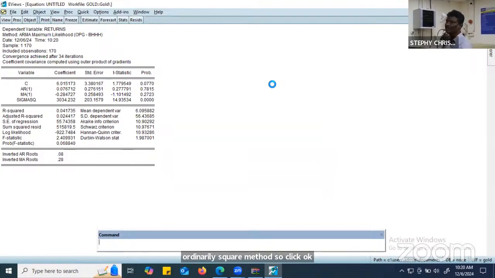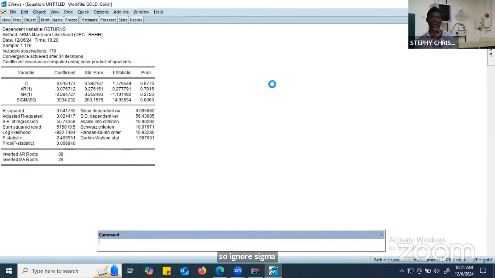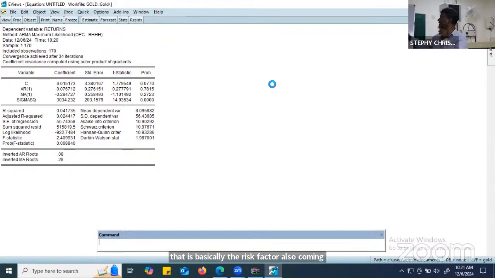Got the result, no? Ignore sigma, that is available with the recent packages. That is basically the risk factor also coming out with it. Leave it. Now look at ARMA. AR is the first step. What is the t value of AR? Can anyone tell me, is AR significant or not?